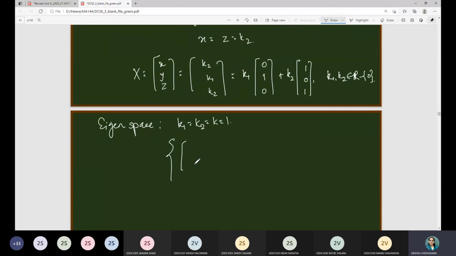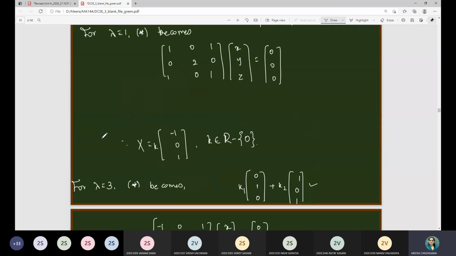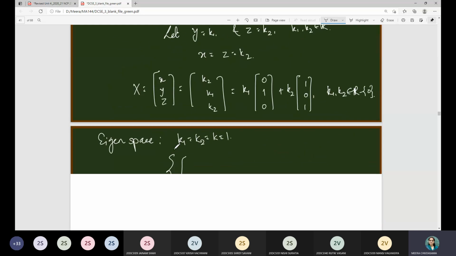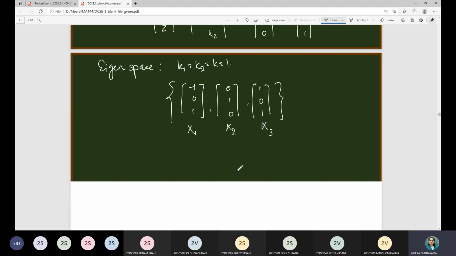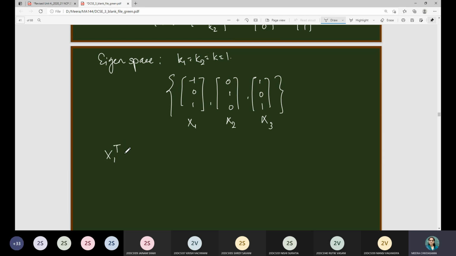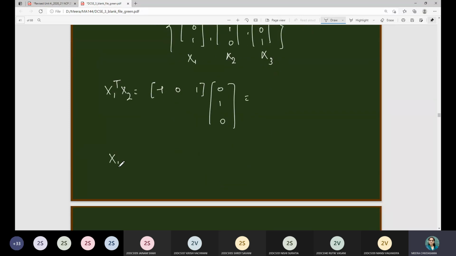So it will be nothing but, let us see, lambda is equal to 1, we got -1 0 1, right? So I will write it over here, -1 0 1. Second one, by choosing K1 as 1, so 0 1 0, and here it is 1 0 1. Let me call these x1, x2 and x3. Now if I choose this one, then -1 0 1 with 0 1 0, what will it be? Calculate it and let me know.